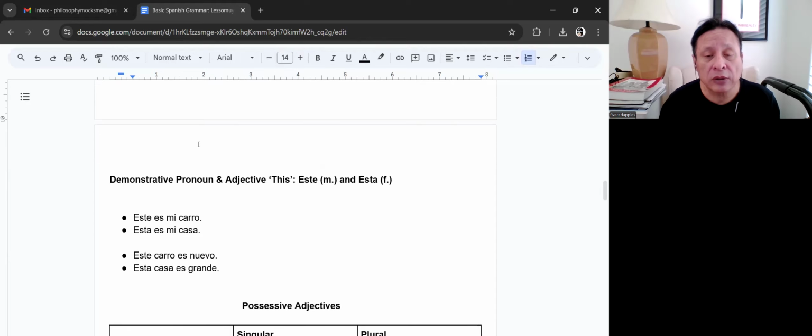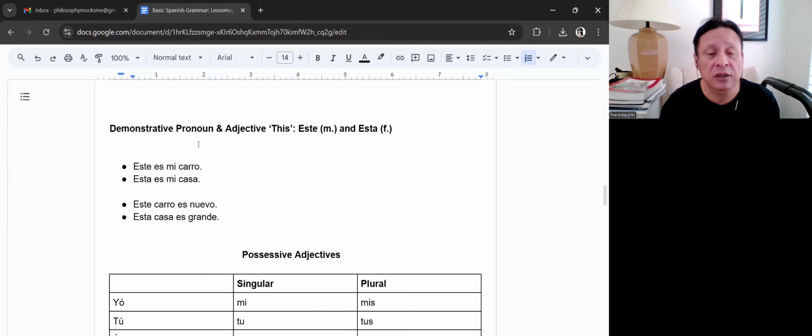Okay, demonstrative pronouns are easy to learn. We have just este for this, which could be a pronoun or an adjective, and esta, the feminine for this, which could also be a pronoun or an adjective. Let's first give the pronoun. Este, if I point to something, this is a cell phone, but pretend it's a car. Este es mi carro. This is my car.